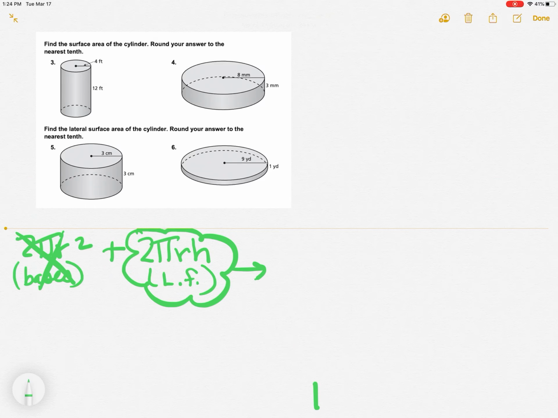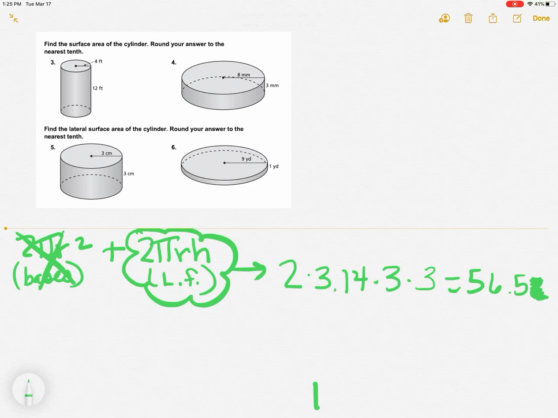So if I look at number 5 and I set it up, I'm only going to focus on this equation. So I plug it in, I see that the radius is 3 and the height is 3. So my problem is going to be 2 times 3.14 times 3 times 3. So if I plug this in and find my answer, 2 times 3.14 times 3 times 3 equals 56.52. Now, it does say round to the nearest tenth, so I'm going to drop that 2.